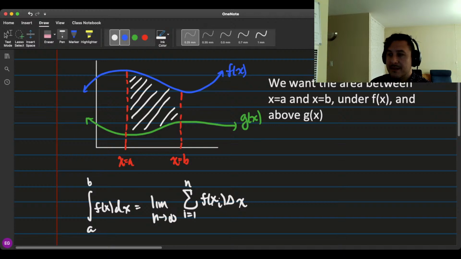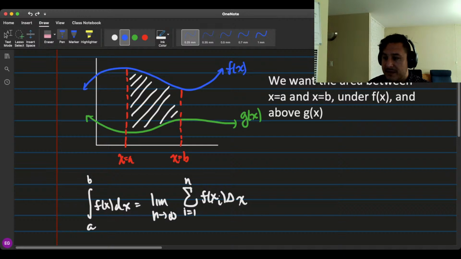You could start estimating this, and you're like, okay, I have a bunch of rectangles. It's basically what you guys said, but it ties it back to how we define this. So I have a rectangle determined by the height of f. And then I also have a rectangle determined by the height of g.